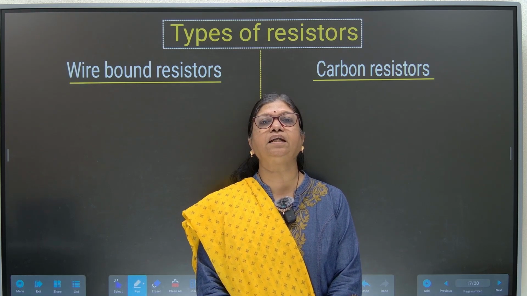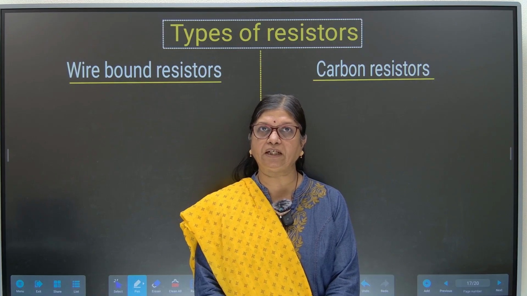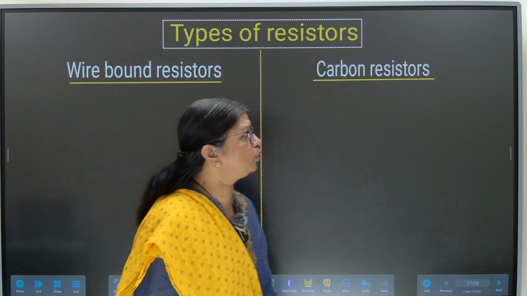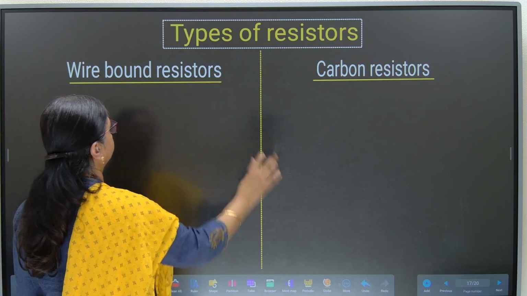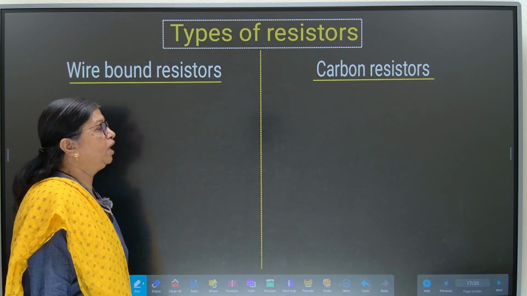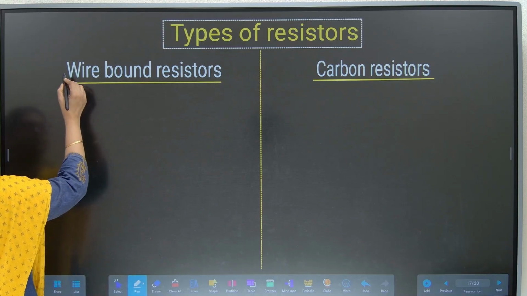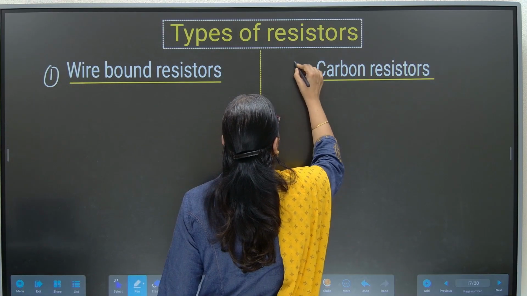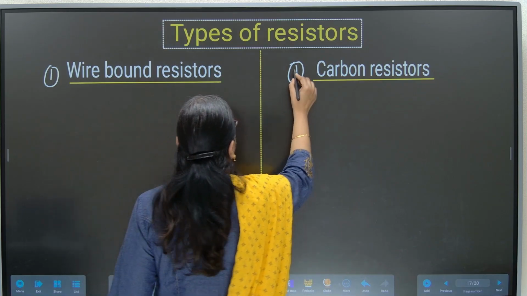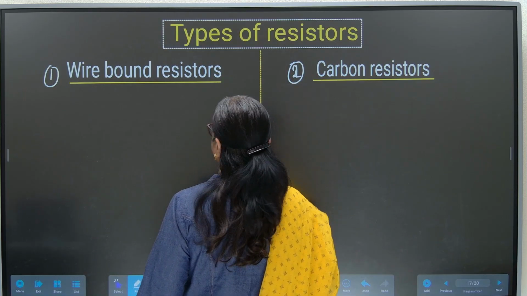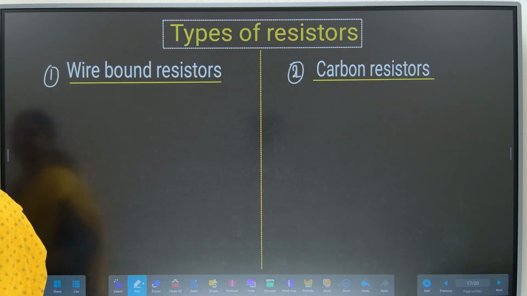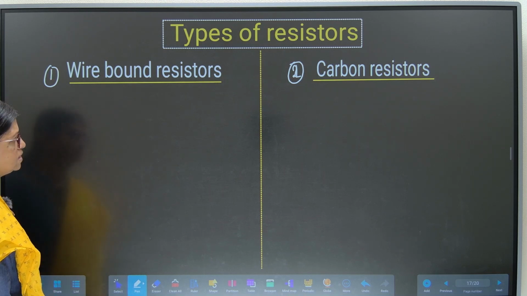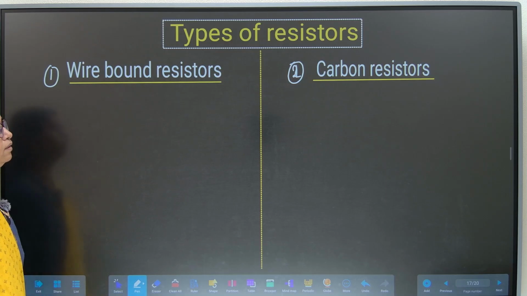Let us continue chapter number 3 with the topic types of resistors. I am Dhanu Sareya presenting the topic of types of resistors from chapter number 3. Now, there are two types of resistors available in the market for commercial use and for laboratory use. Okay, so let us consider these two types. One is a wire bound resistor and the other is a carbon resistor.